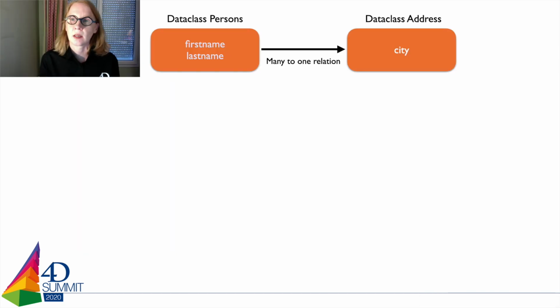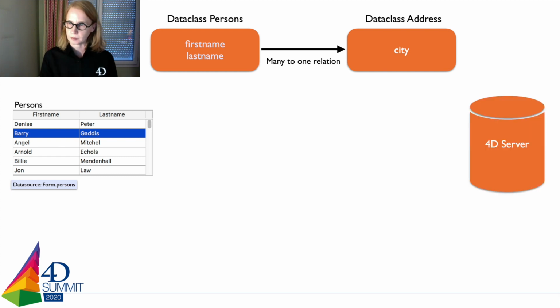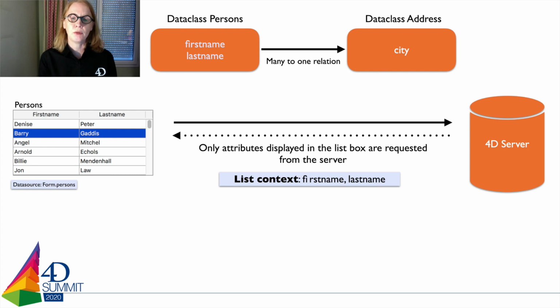Let's work on this example with the persons and the address data classes. In this listbox, we display all the persons with the form.persons entity selection, and we display first name and last name. We have the 4D server, and here 4D manages a list context with only first name and last name. And only those attributes displayed in the listbox are requested from the server.